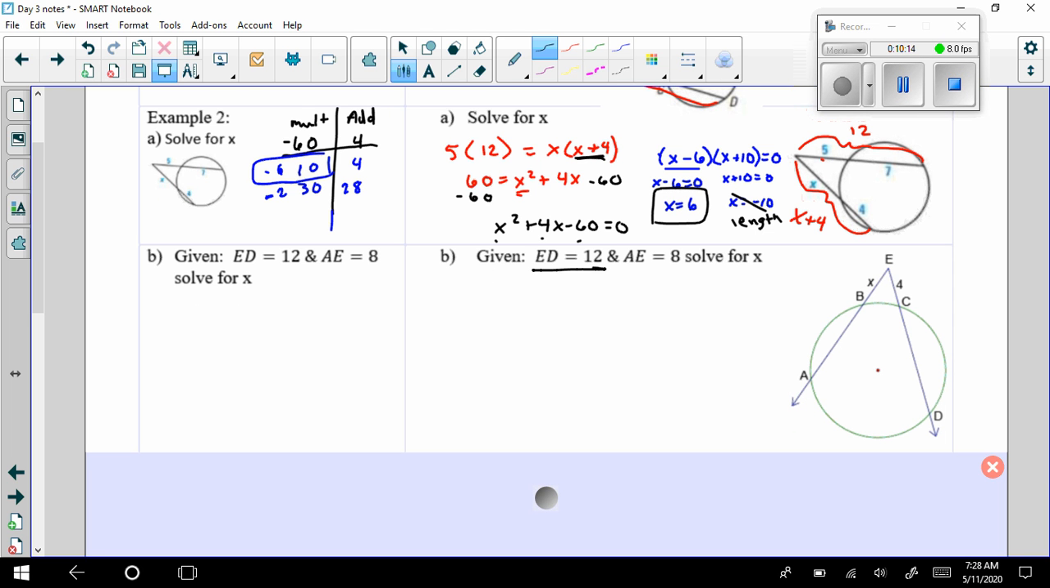And so like this one tells you over here that ED, this whole thing, is 12. It just doesn't have it labeled. And A to E, this whole thing, is 8. And so we can once again set up our problem to solve it like that. So we have 8 times x plus 4, or equals, excuse me, 4 times 12. So 8x is equal to 48, and x equals 6.